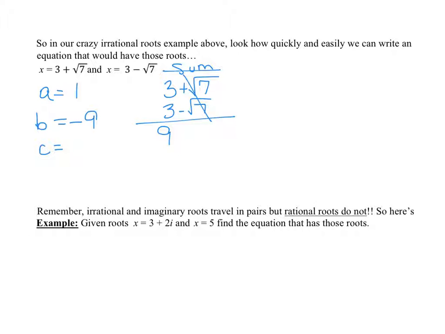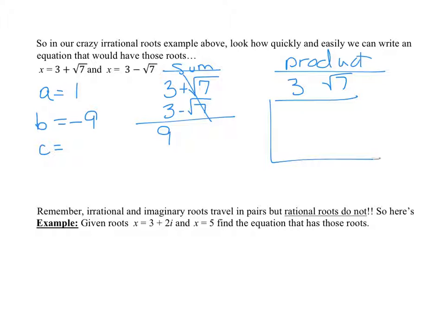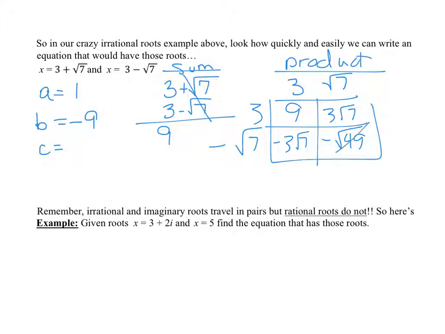Okay, so it's whatever the sum is, and just change the sign. And then the product is you have to multiply them together. 3 radical 7 times 3 radical 7, and this one's negative, so it's 9. And then this is negative radical 49, which is just plain 7. So these cancel out, and you add these two up. 9 minus 7 is 2.